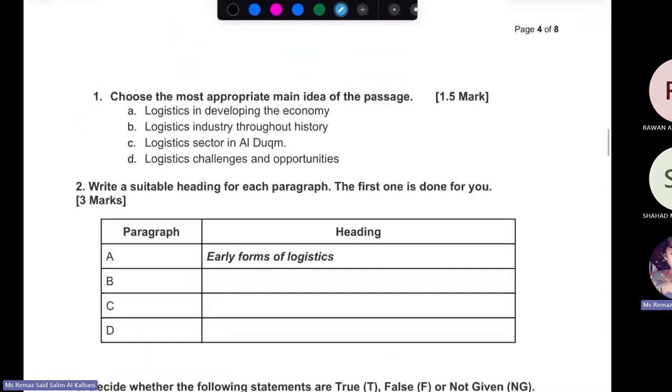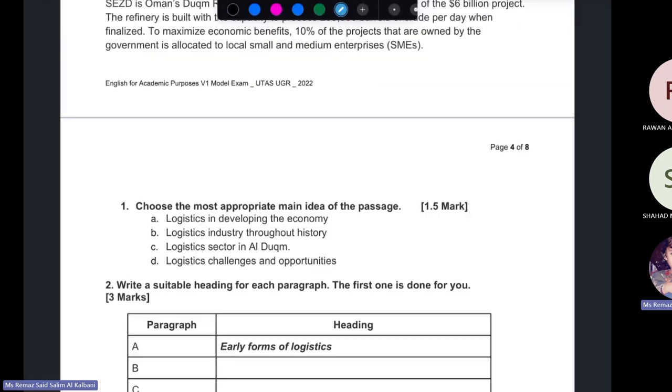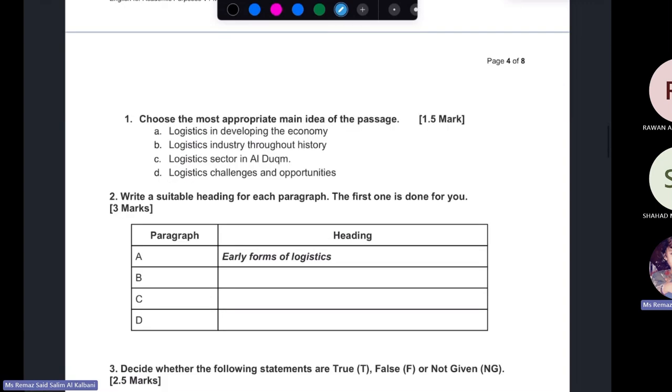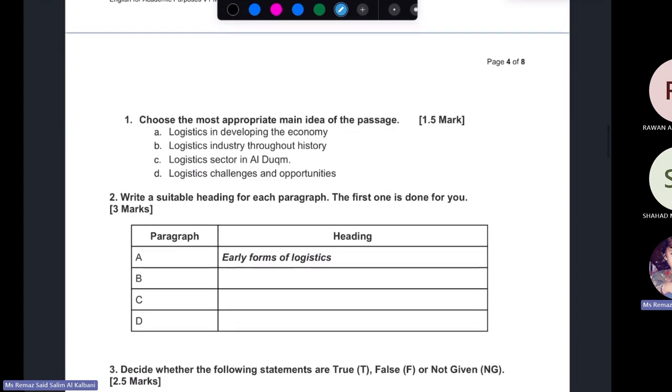A. Logistics in developing the economy. B. Logistics industry throughout history. C. Logistics sector in al-Docom. D. Logistics challenges and opportunities. Choose one of these, and before you choose, you have to read the questions. Then move to the paragraphs.